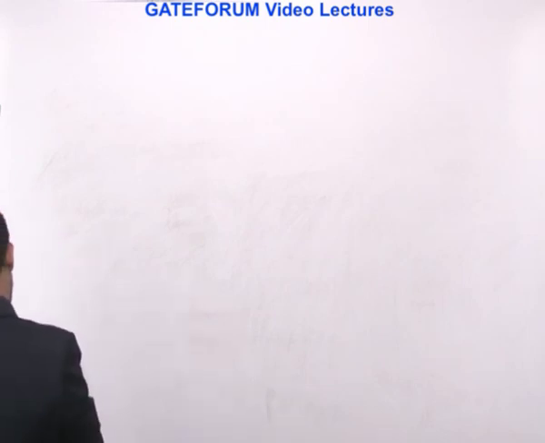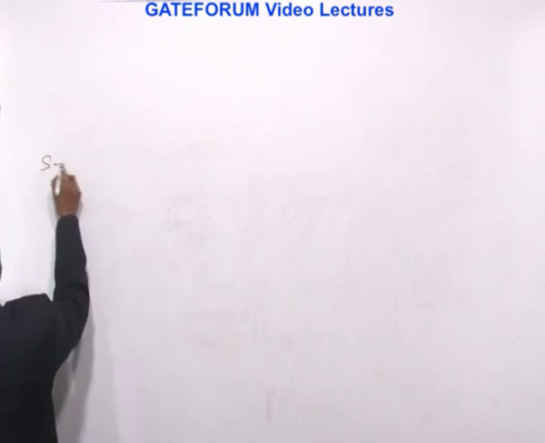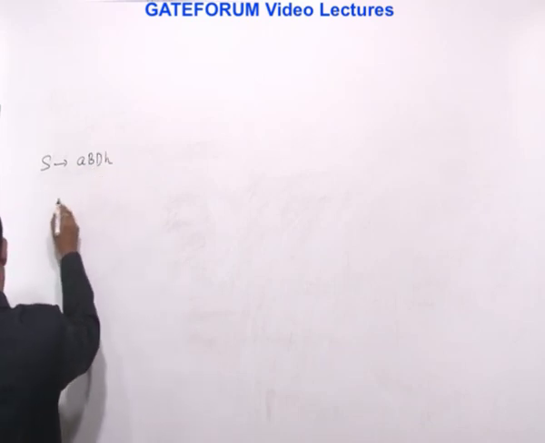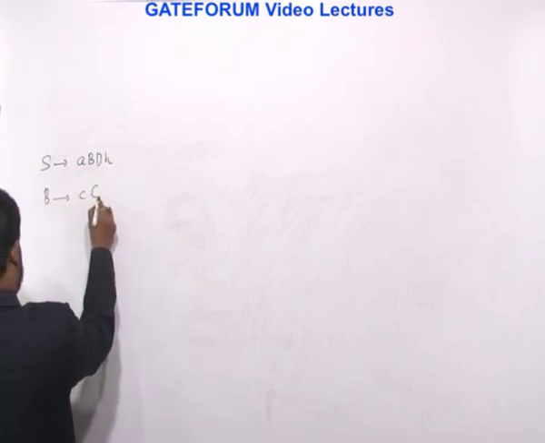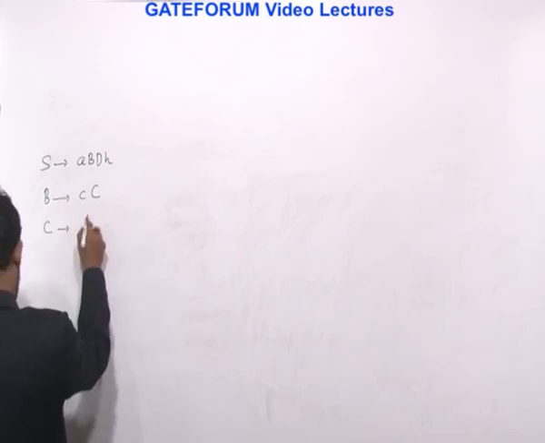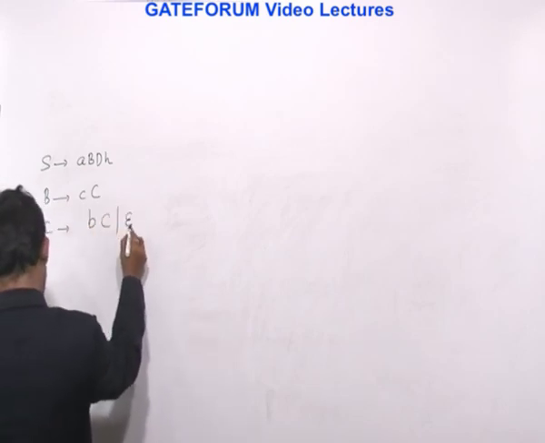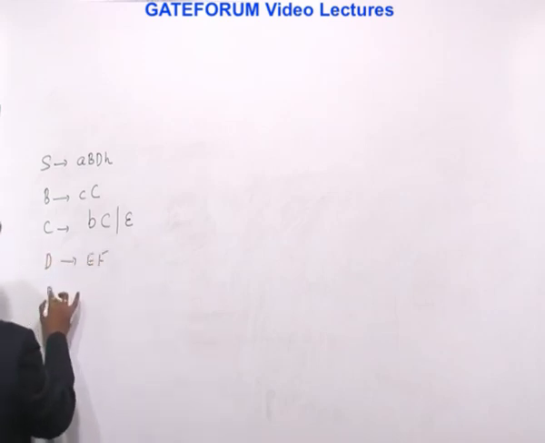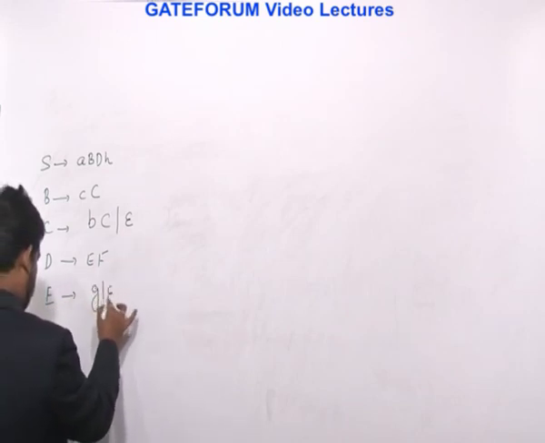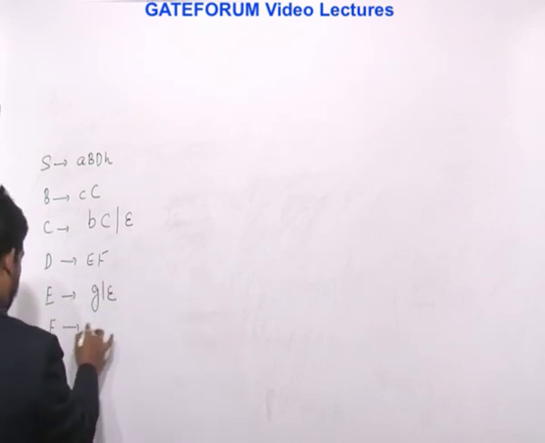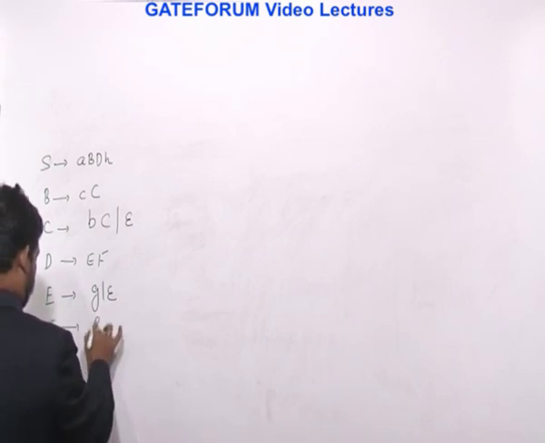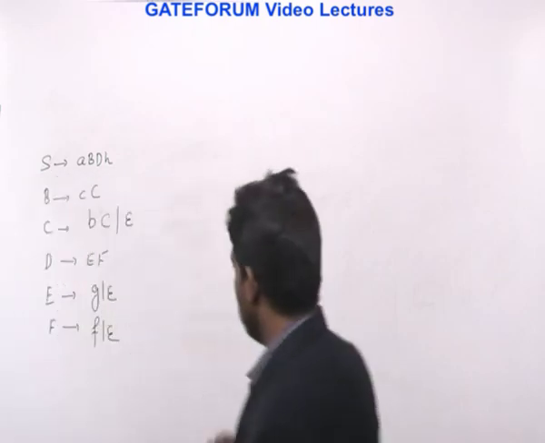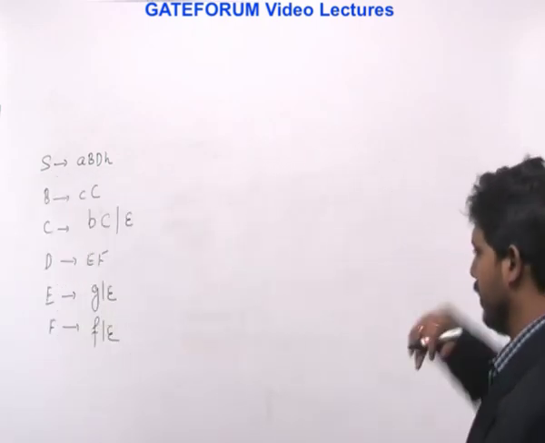Okay, look at this example. S derives ABDH, B derives small c capital C, C derives B capital C or epsilon, D derives EF, E derives G or epsilon, and F derives F or epsilon. Again, I want to calculate the first set. I think now you can proceed. You know all the rules.